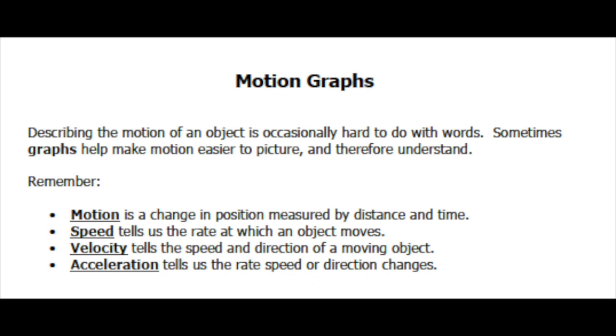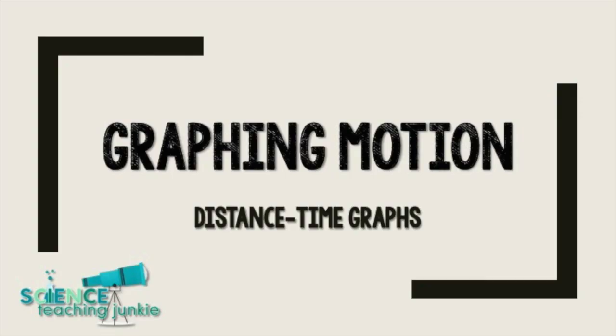Describing the motion of an object is occasionally hard to do with words. Sometimes graphs help make motion easier to picture and therefore understand. To do this, you need to remember that motion is a change in position measured by distance and time. Speed tells us the rate at which an object moves. Velocity is the speed and direction of a moving object, and acceleration tells us the rate, speed, or direction changes.